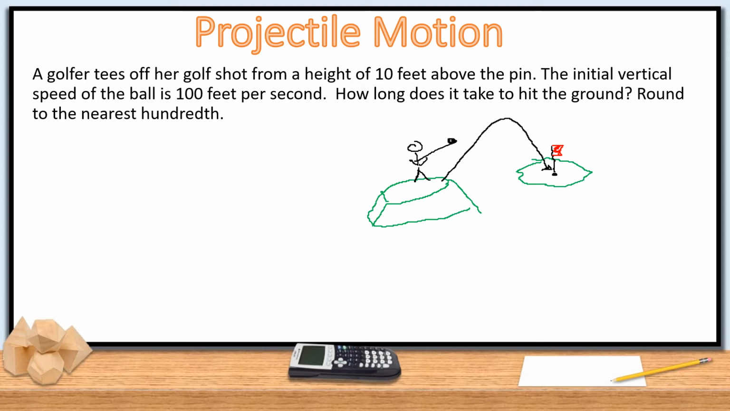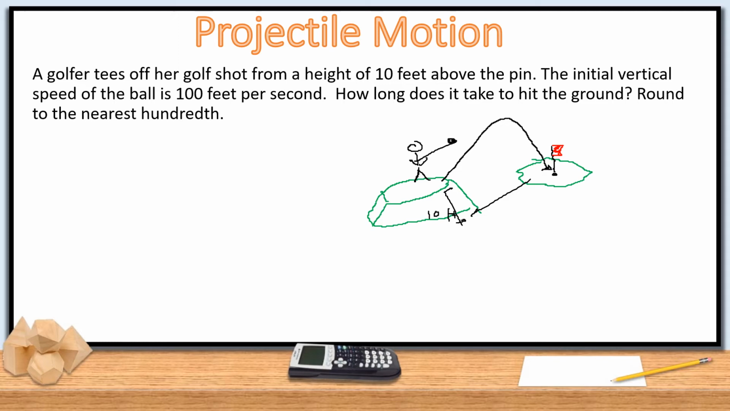So we are trying to figure out, okay, difference in the height between the two is 10 feet. So the tee box, or where the golfer hits the initial shot, is about 10 feet higher than where the green is. And that's fairly typical in golf courses, so that the tee box is just a little bit higher than where the actual flag is, or the pin.